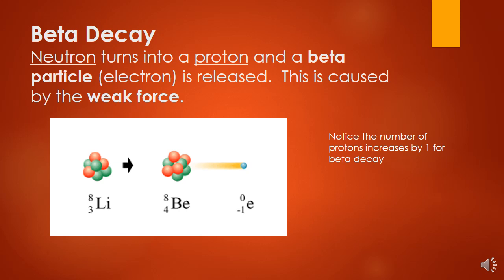So here's another example of beta decay. How do we know it's beta decay? Well, one way we know is that we can see the particle being given off is an electron. But even if we didn't know that, it started out with 3 protons, and it goes up to 4. So this has to be beta.